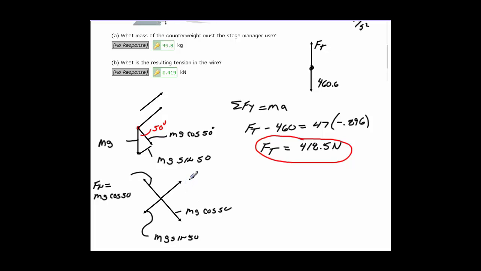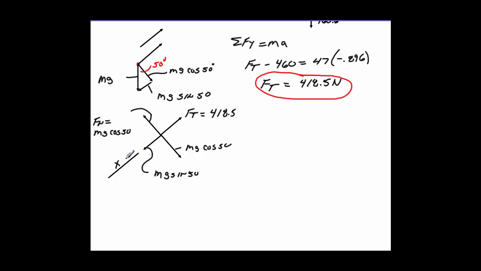Now this is going to be our F_t. We know that F_t is equal to 418.5. So what I'm doing is creating an axis system, like I said, that's going parallel to the incline, and we're letting that be the x-axis. Anything that goes this way we're going to let be positive, and anything that goes down we're going to let be negative.